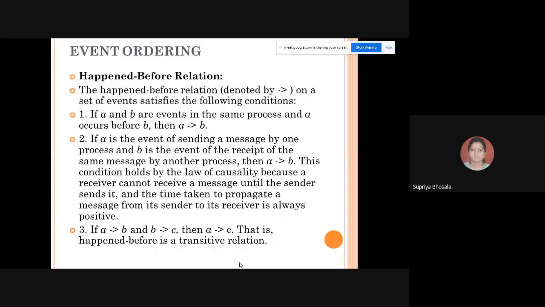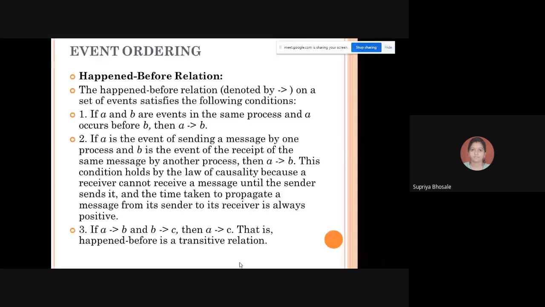तर या कंडिशन बघायला गेलं तर easy to understand आहेत but definitely hard to implement. First is like if A and B are the events in the same process and A occurs before B, then A arrow B किंवा A implies B असं आपण या ठिकाणी म्हणू शकतो. Then this is the first condition, that means A is happened before B. Second condition is if A is the event of sending a message by one process and B is the event of receipt of the same message by another process, then again A implies B.